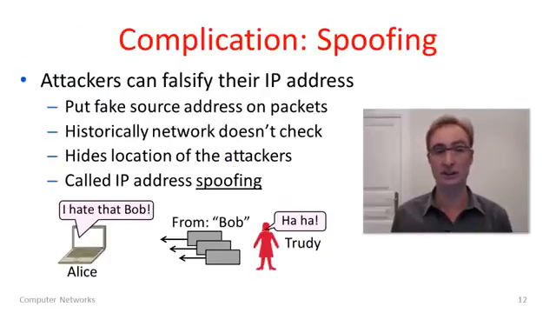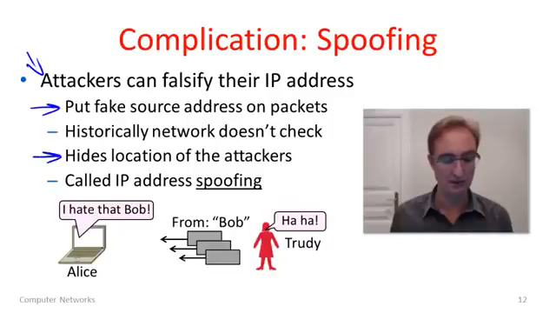Actually, it's even worse than I've said so far. Because when the attackers send packets, they might also be able to falsify their IP addresses. How do you do that? Well, you simply put a fake IP source address on your packet. Historically, the network doesn't check IP source addresses. They're used by the destination to be able to send a packet back to you. But in this case, we're not using that functionality, so a source might be able to put any old identification there. If you do that, you're hiding your location. You're hiding the location of the attackers. It makes it more difficult for the network, the people who run the network, to track down what's going on.